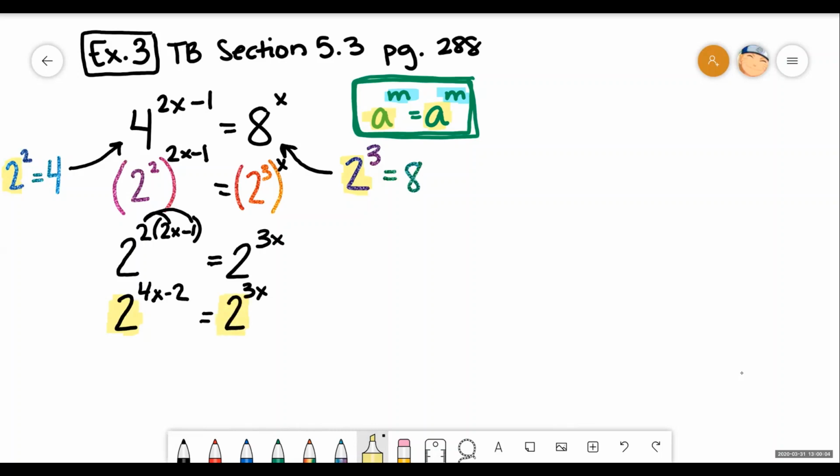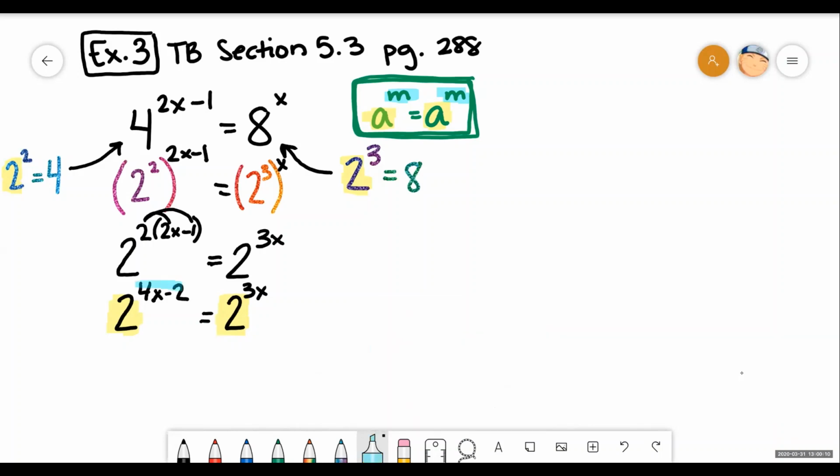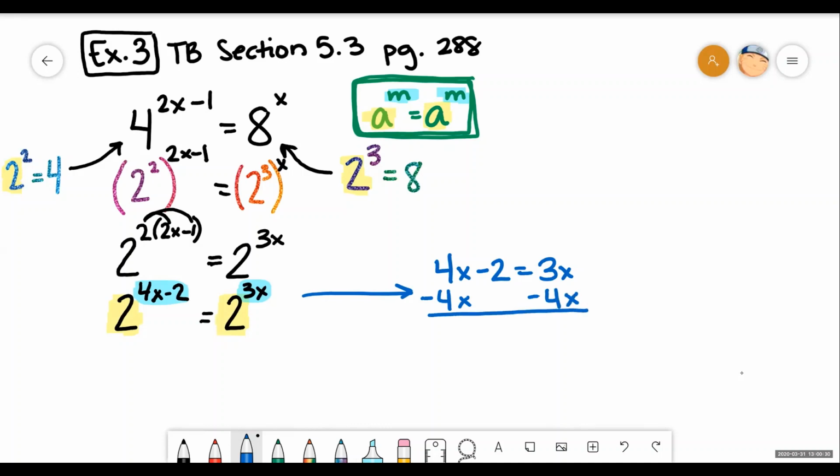I've got 2's. Okay, and now that I've set it up nicely for myself and I've got 2's, I can go ahead and focus on the exponents here, and I can solve those. So let me drag this over here to the right side so I've got room. I've got 4x minus 2 equals 3x. I'm going to go ahead and try and isolate this x here.